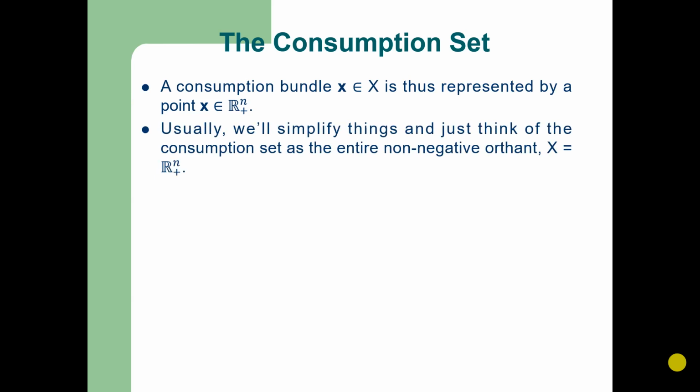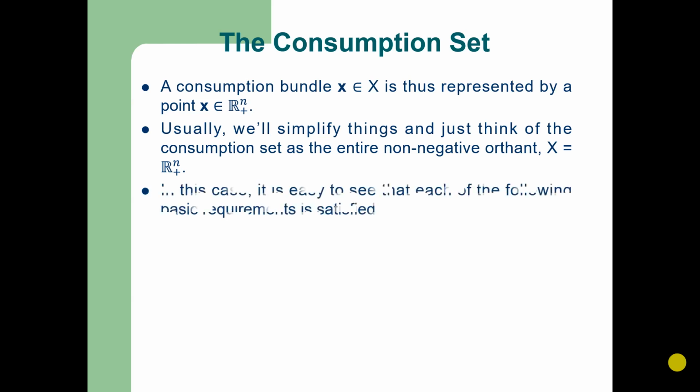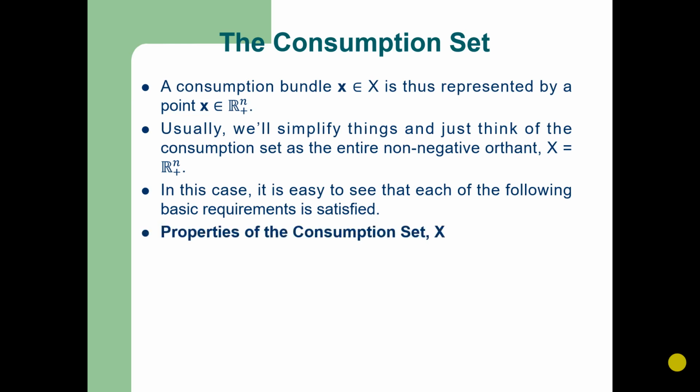Usually, we'll simplify things and just think of the consumption set as the entire non-negative orthant. That is, the consumption set is in n-dimensional Euclidean space or non-negative orthant. In this case, it is easy to see that each of the following basic requirements is satisfied. Properties of the consumption set X.